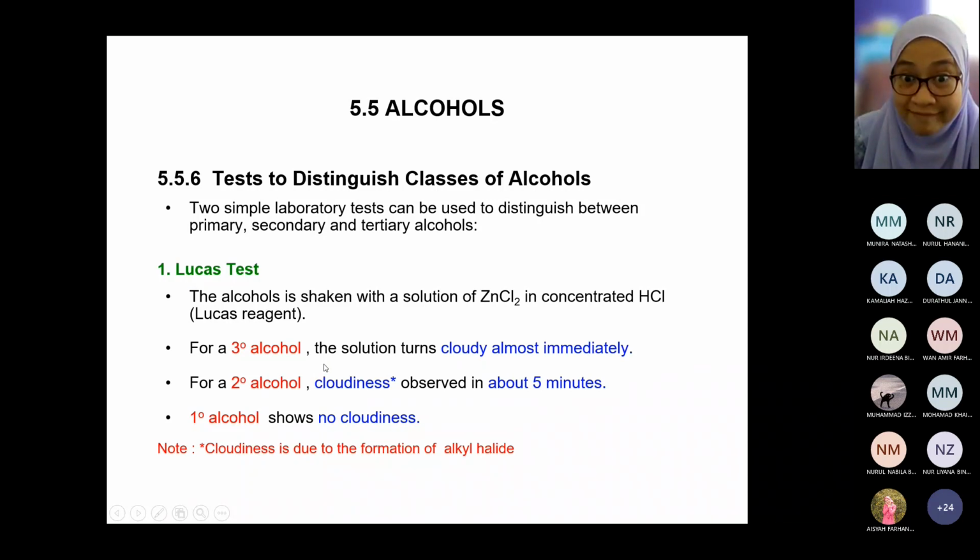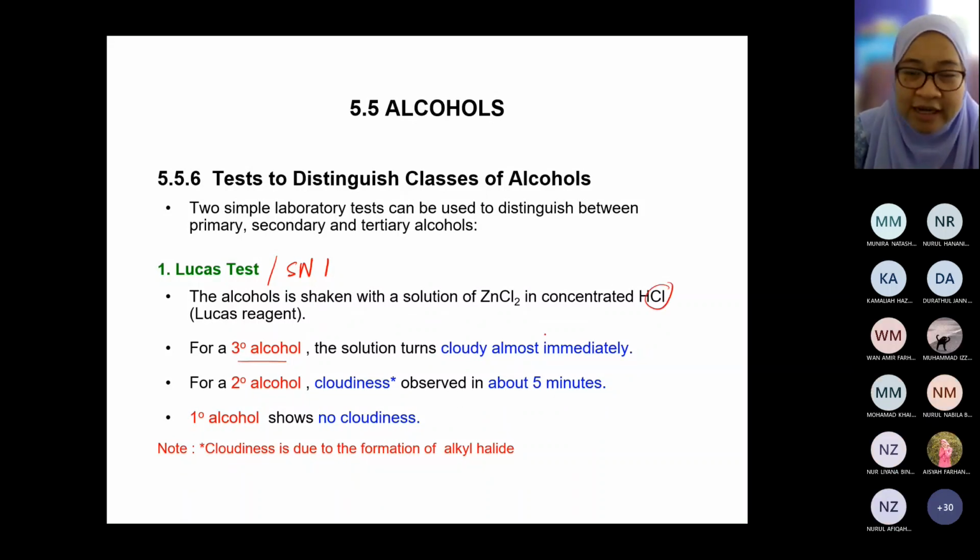Guys? Nucleophilic substitution that prefers tertiary alcohol? Based on what we have learned. Sorry? SN1. Okay, very good. So, in other words, we could say that the Lucas test is actually an SN1 reaction. Because why? It prefers tertiary alcohol. Because when we react this Lucas reagent with tertiary alcohol, it produces cloudiness almost immediately.